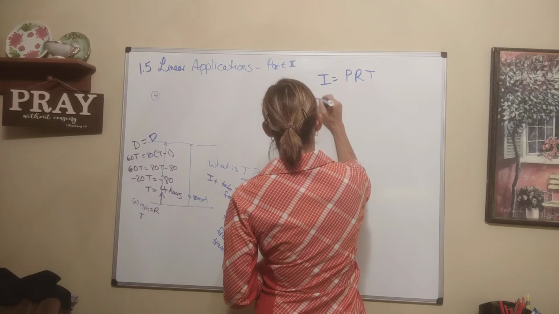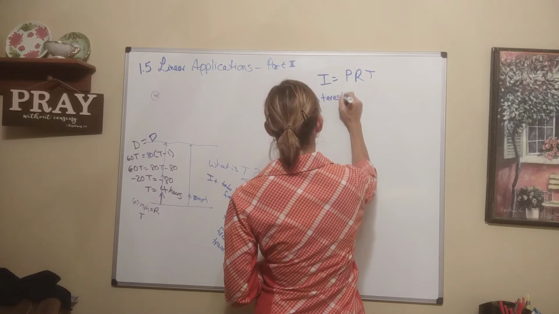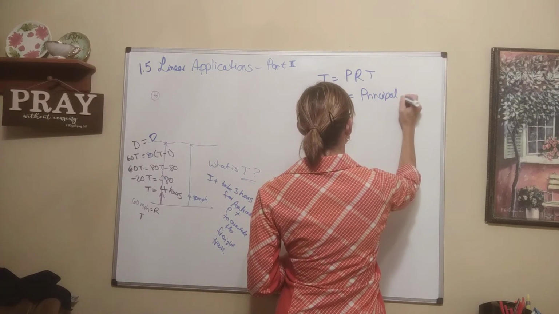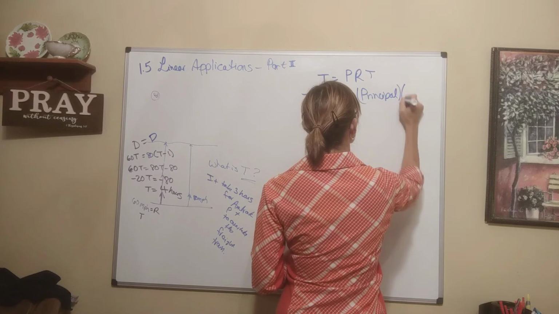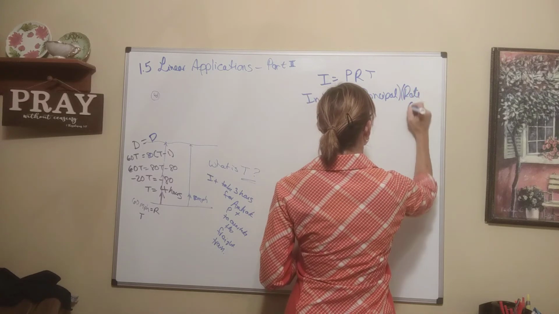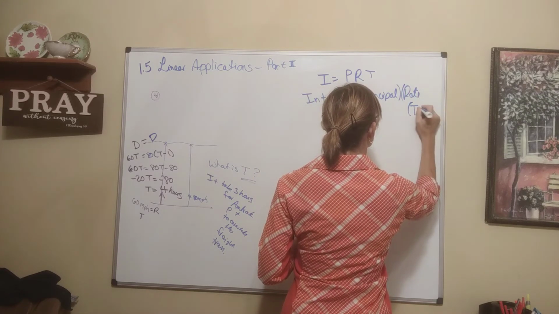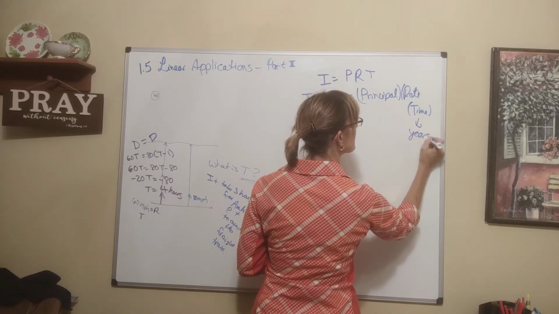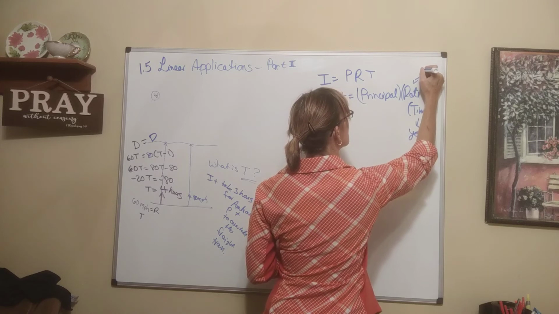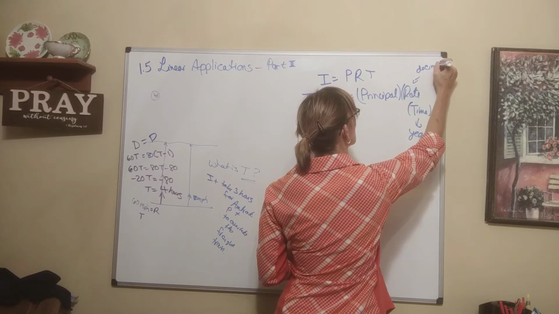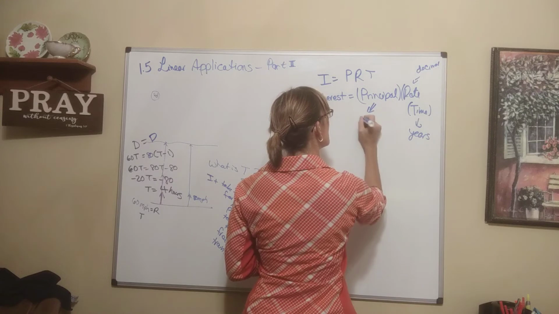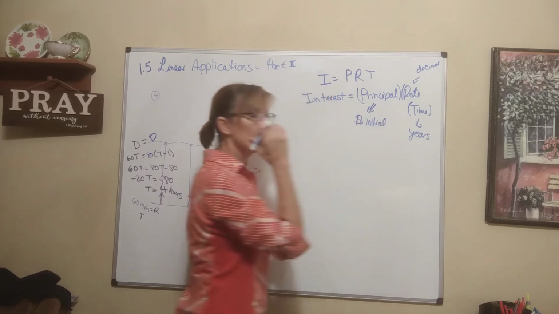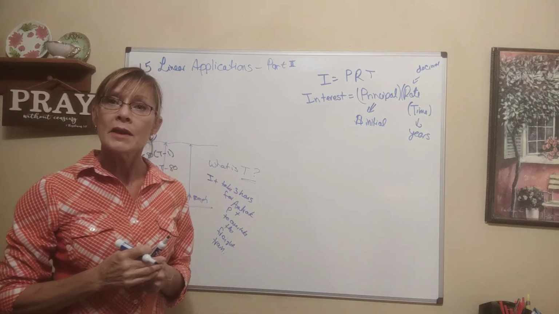I stands for interest, and it means it's the simple interest. P stands for the principal. R stands for rate, and T is time. And time is in years. Rate is in decimal. And principal is the initial money you either borrow or invest.